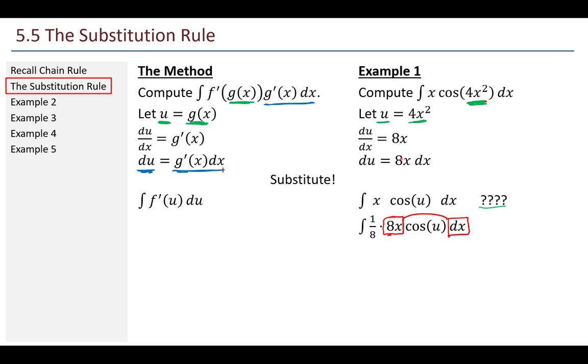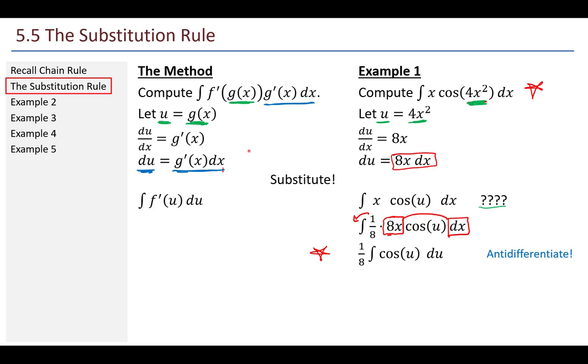The 8x is what comes out and gets replaced with a du. So I can take the 1/8 constant and bring it out front. It's a constant multiple. 1/8 comes out front. The 8x dx gets replaced with a du, and I'm left with 1/8 cosine of u du. So see how I've simplified the problem. The original problem that I started off with was a little bit more complicated than this problem that I've got right now. So what do I do now?